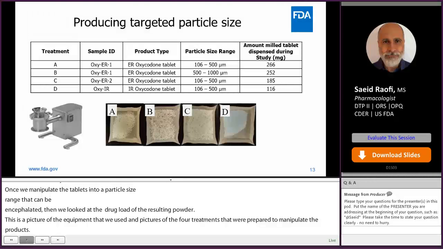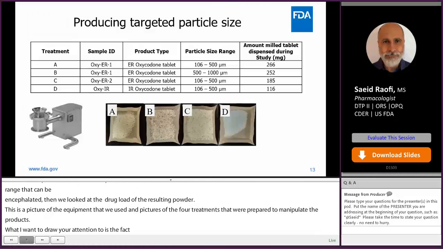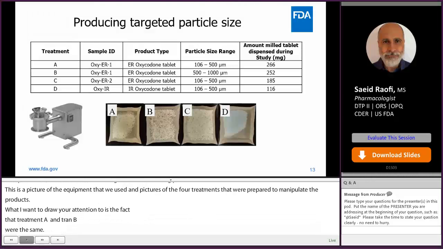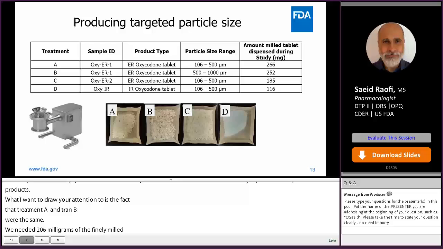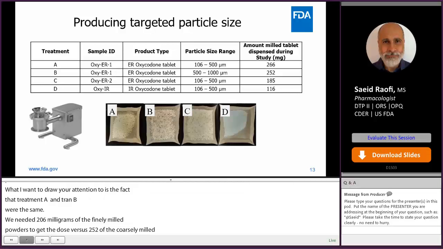But you see that we needed 266 milligram of the finely milled powder to get a dose of 30 milligram of oxycodone versus 252 milligram of the coarsely milled powder to get a dose of 30 milligram of oxycodone. So there is a differential drug loss in the manipulation process.